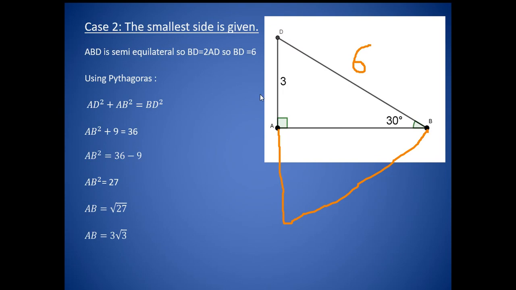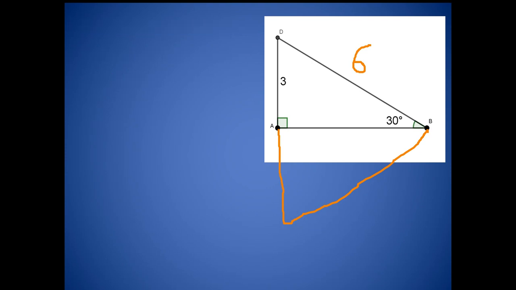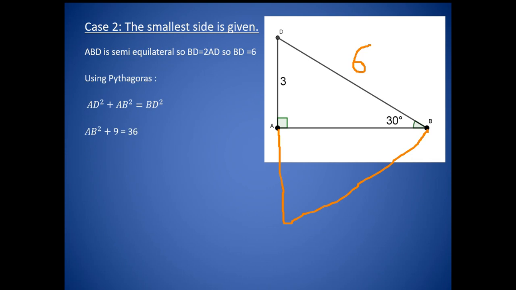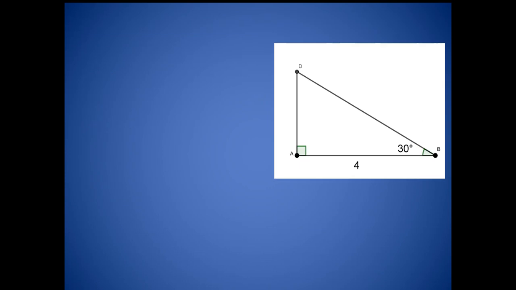In the preceding exercise, we had 4, 8, 4 radical 3. I'll go back to the preceding one to see it. So I had what? 4, 8, 4 radical 3. Now here, in the next exercise, I have 3, 6, 3 radical 3. So I have the smallest, because all the time half of the hypotenuse. The last case is the hardest one, when the longest one is given. Okay, the longest between those two is given.